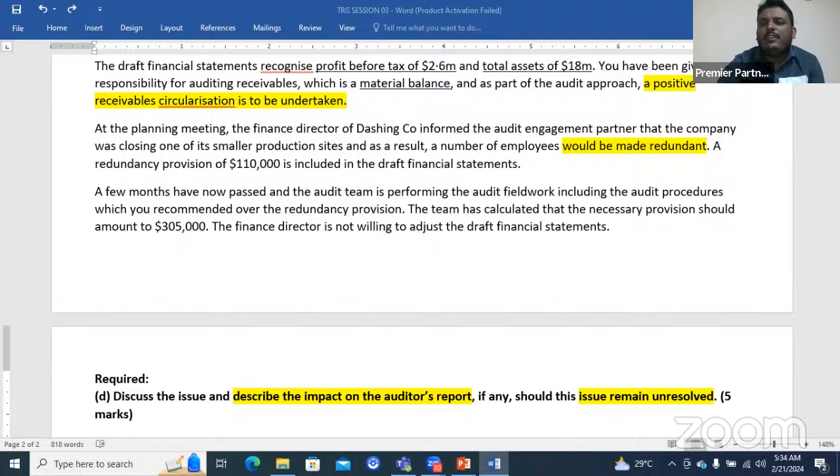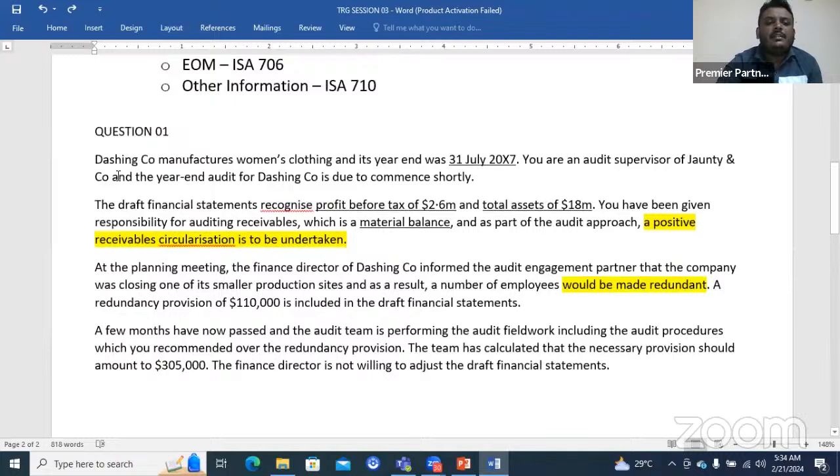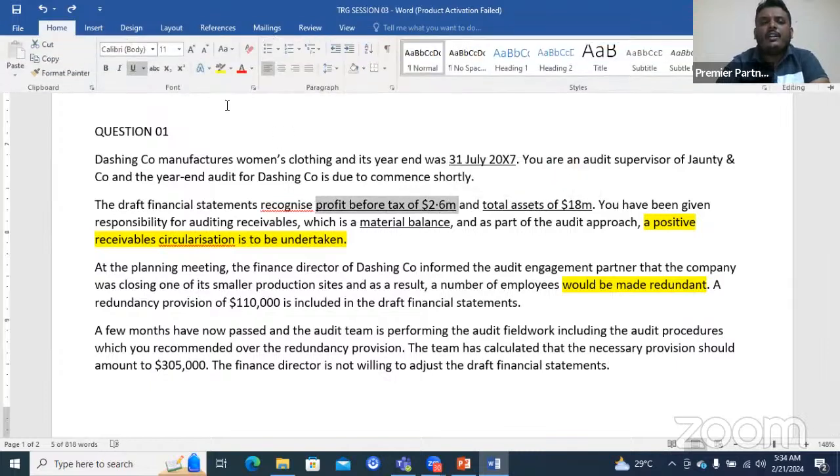Okay, so with that knowledge, let's move to the case study. D company manufactures women's clothing, and its year end was 31st July 2007. You are the audit supervisor of J and company, and the year end audit of D company is due to commence shortly. The draft financial statements recognize profit before tax of 2.6 million. They gave this information in order to calculate materiality.